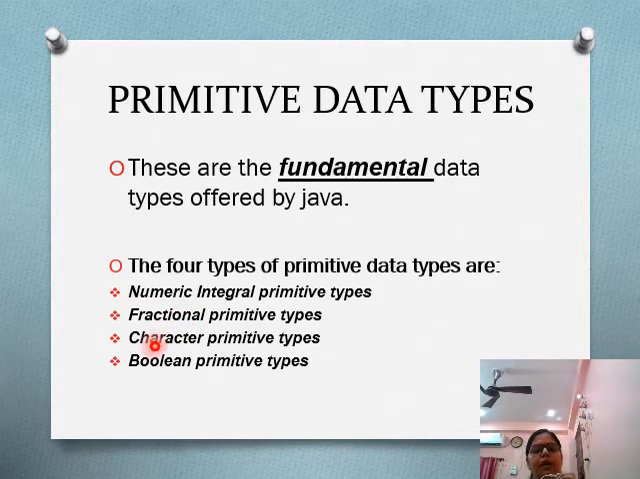Char is an individual character. It is an individual unit in a program. It is a simple character, so we use character primitive types also. Now, the last one is your Boolean primitive types. Boolean primitive types contain only true or false. It has got only two values.